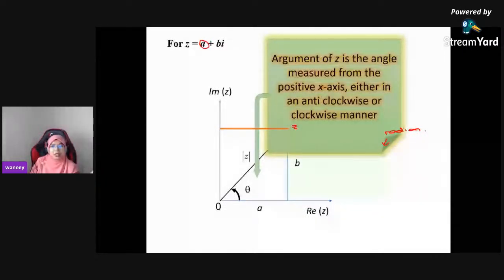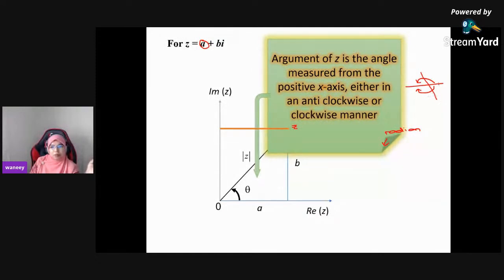Okay, so argument is the angle measured from the positive axis either in an anti-clockwise or clockwise manner. So if this is your region, we are either moving anti-clockwise, this one is called the anti-clockwise, or this one is called the clockwise. So we always start from here, always start from the positive x-axis. So move until here or from here up until there.